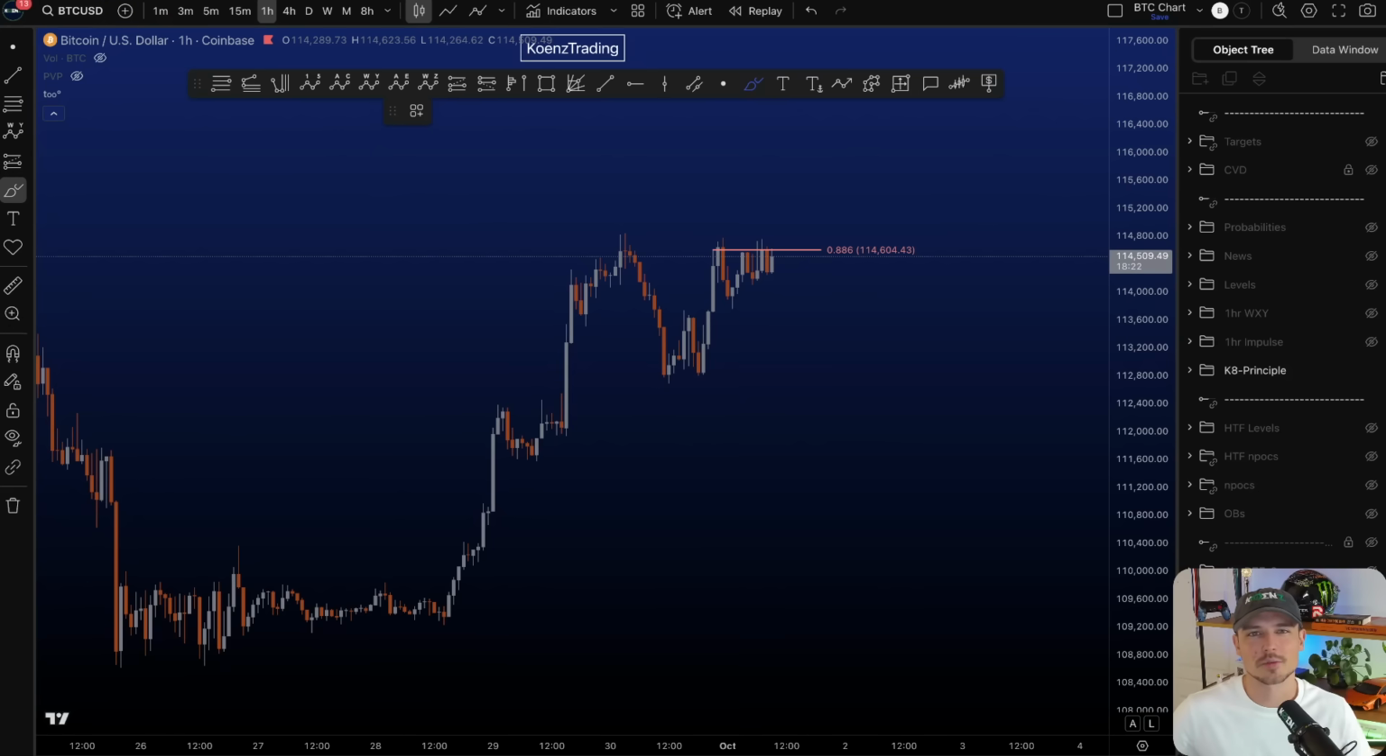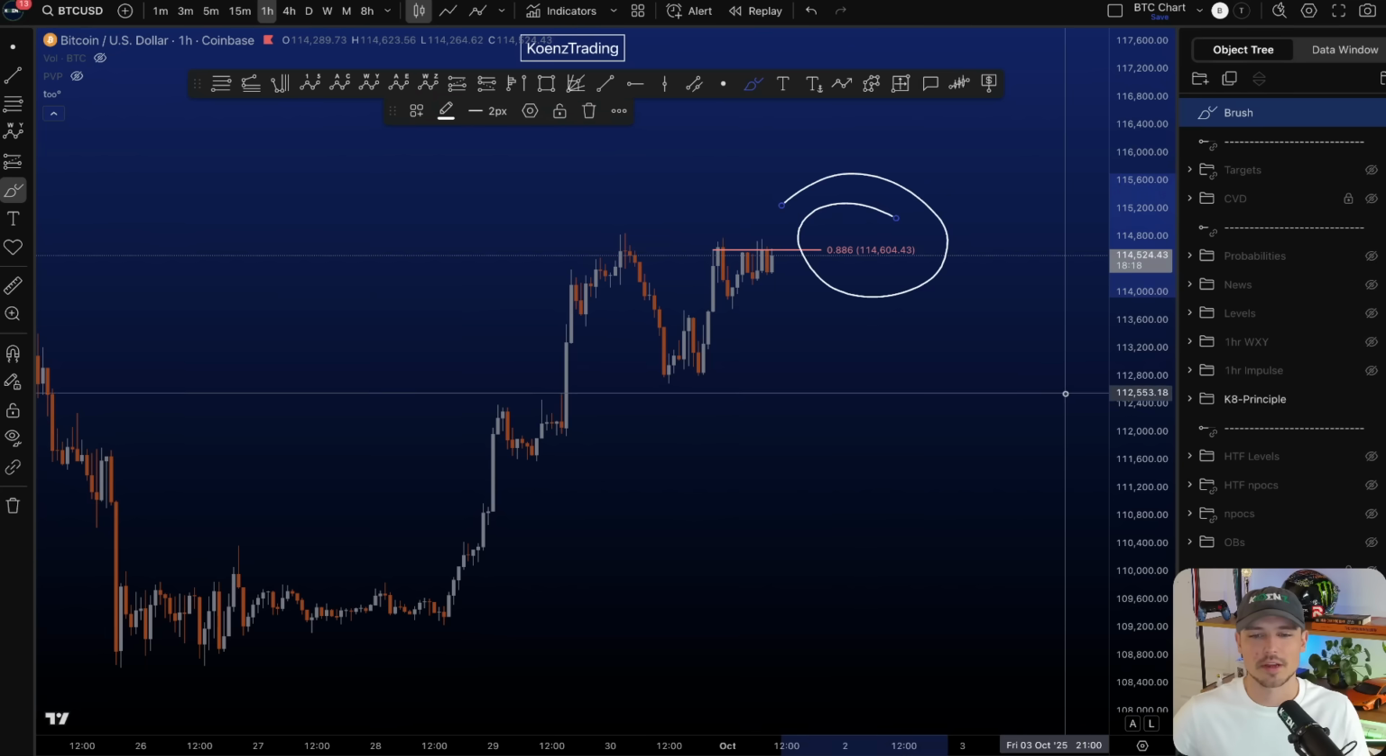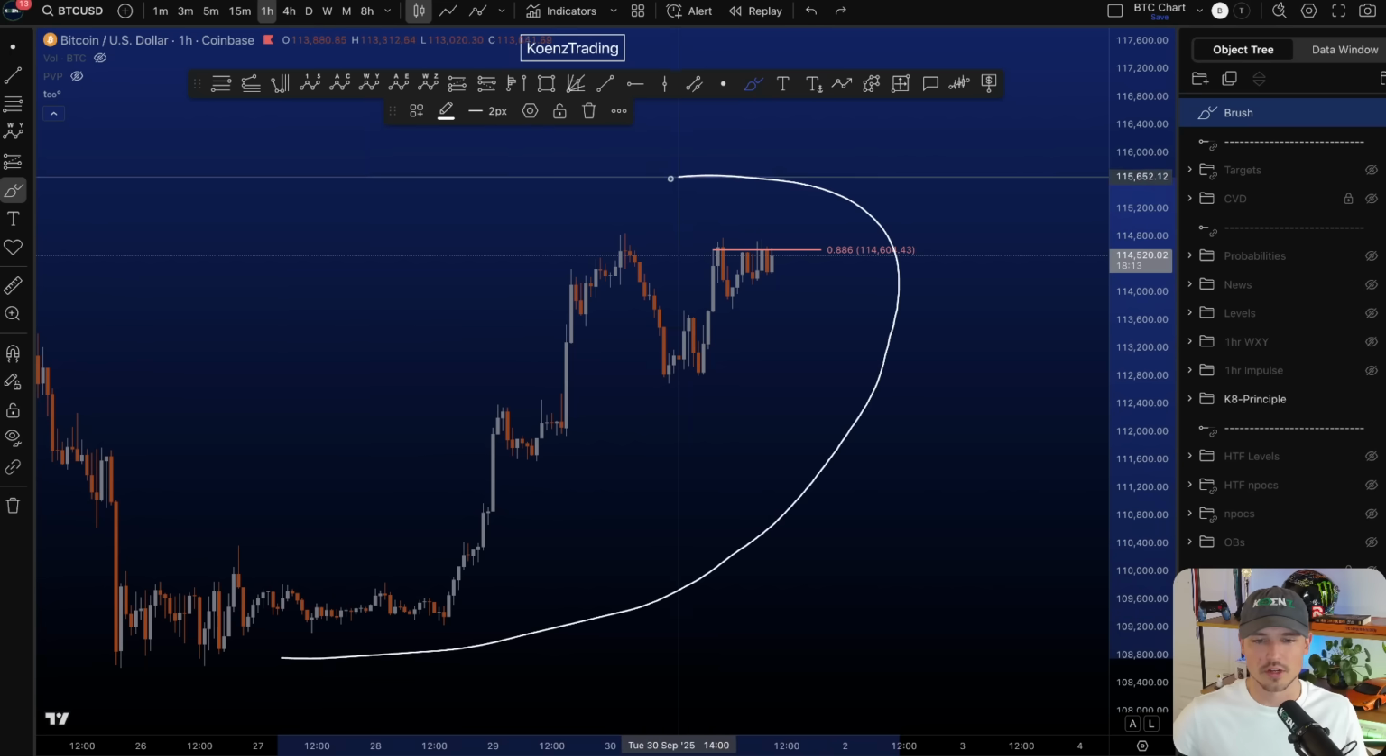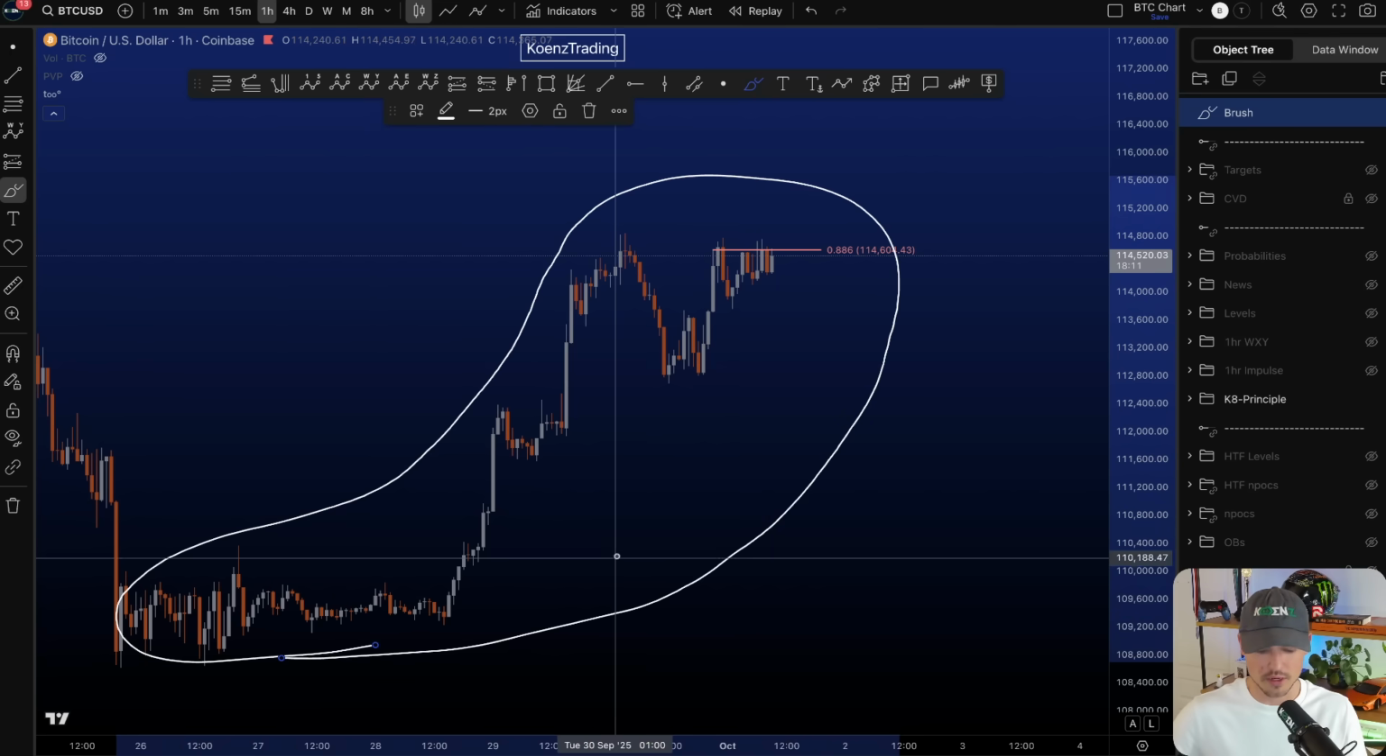Hi, let's cover my Elliott Wave scenarios on Bitcoin on the 1 hour time frame. And I'd like to start by talking about the 886 as per the Kate principle, the Kunz 886 principle, where locally on the 1 hour time frame, we are in an uptrend.